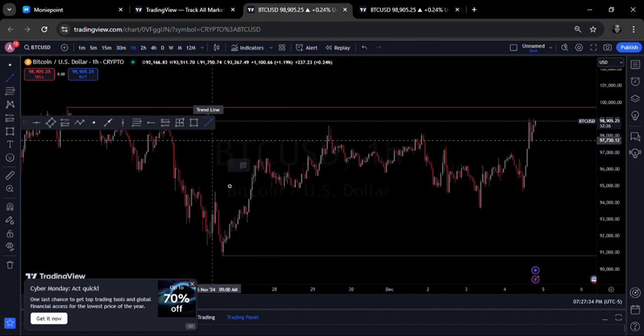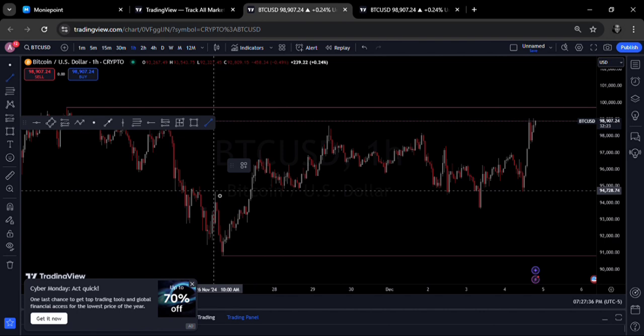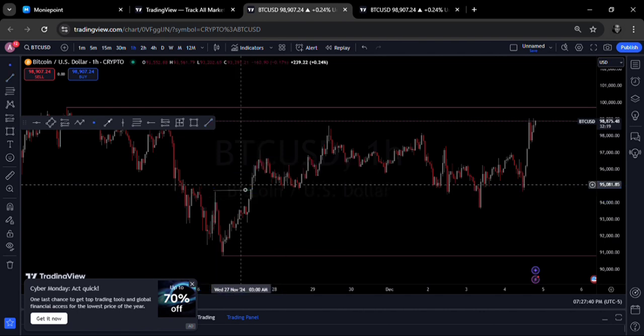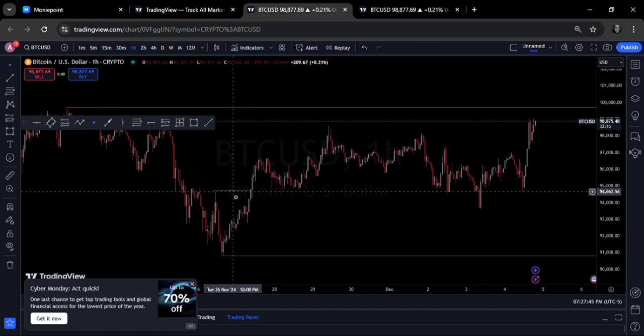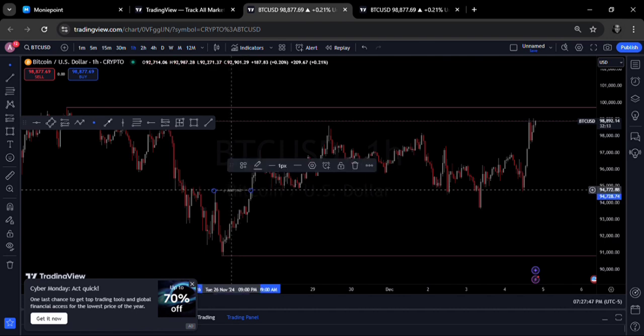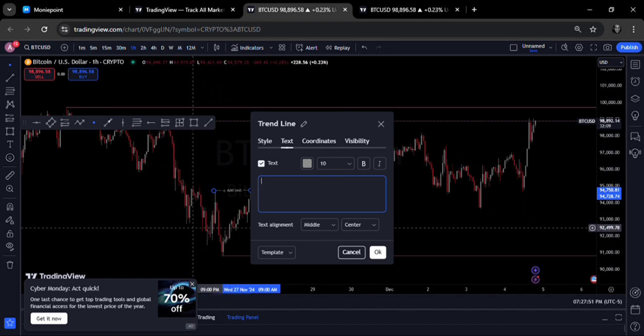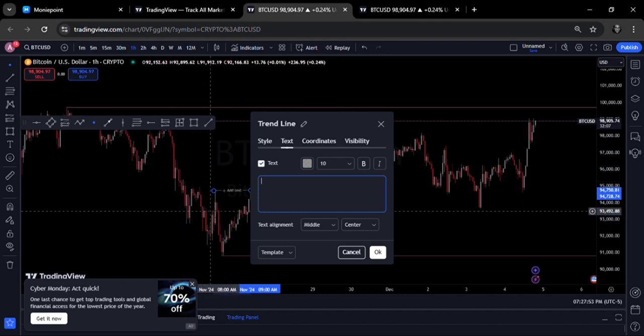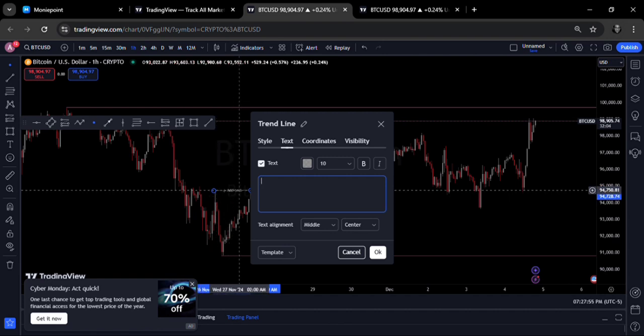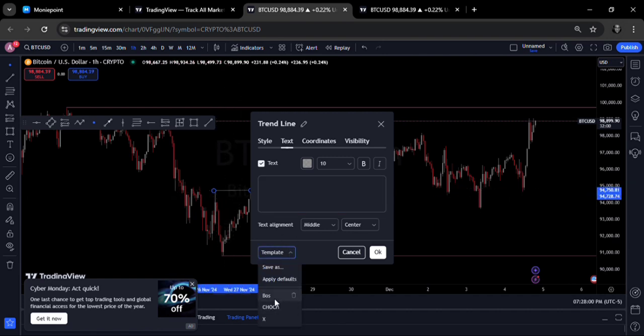This high gets taken out, which is a change of character, and that's a market structure shift, MSS. The structure shifted from making a series of lower lows and lower highs, then it shifted, as you can see right here, it broke a structure. So I marked my break of market structure.